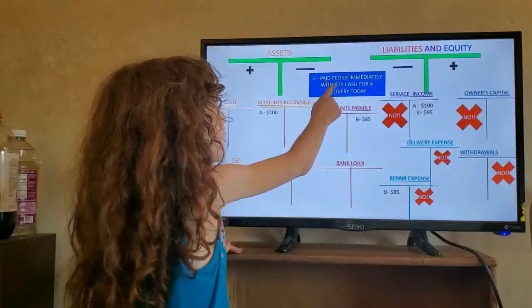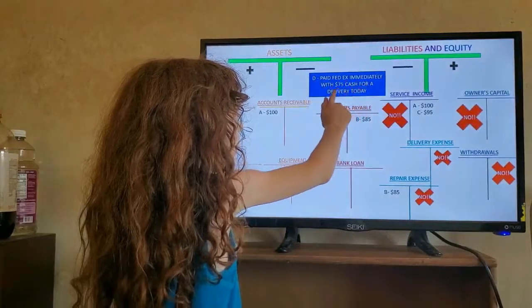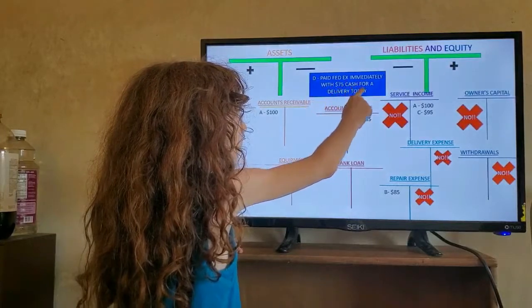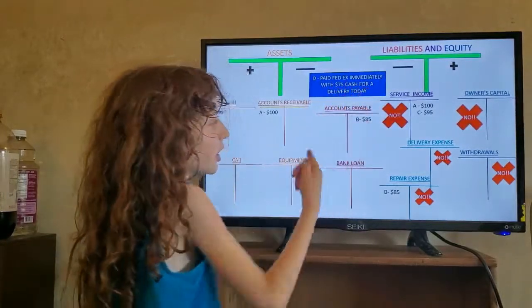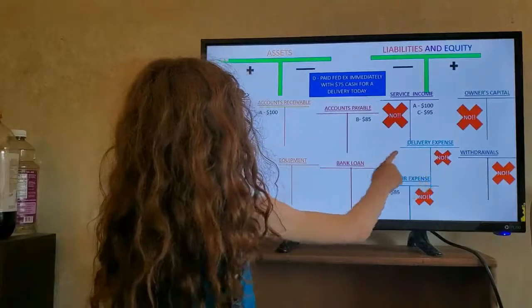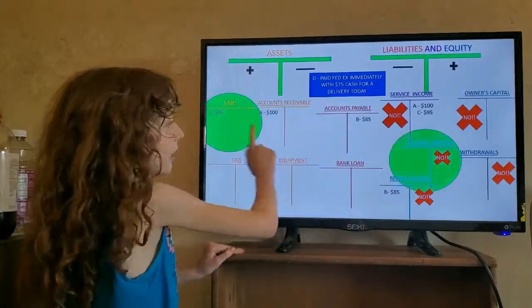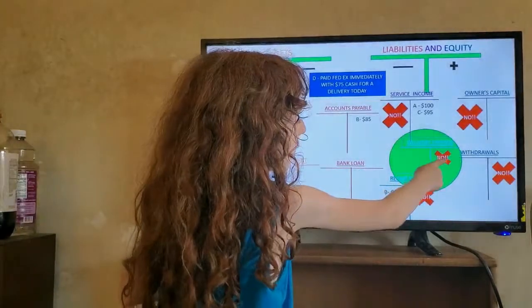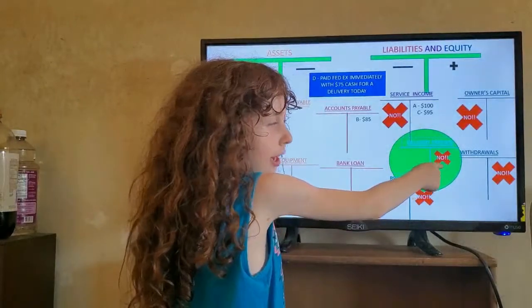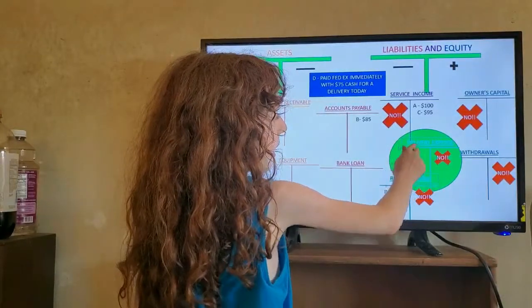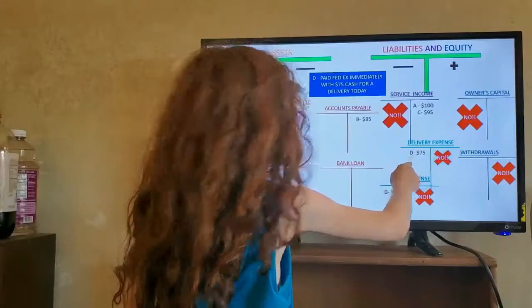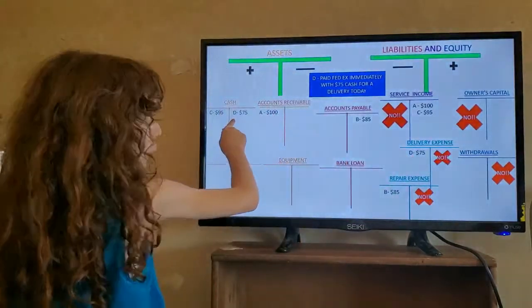Transaction D. Paid FedEx immediately, $75 cash for a delivery today. So delivery expense and cash. Delivery expense has a no X on the credit side, so it has to be debit. And if delivery expense is debit, cash has to be credit.